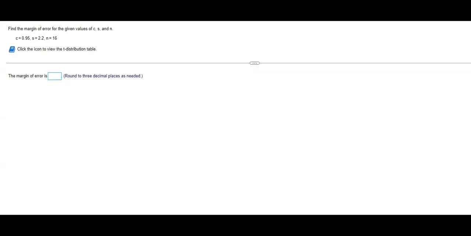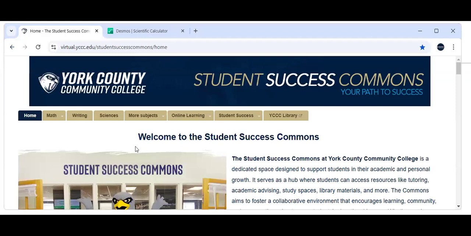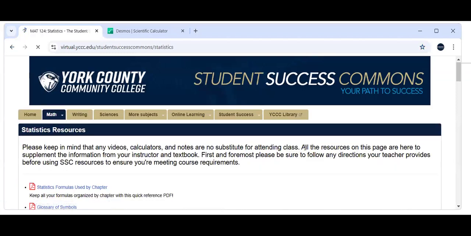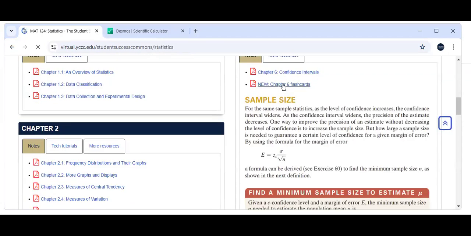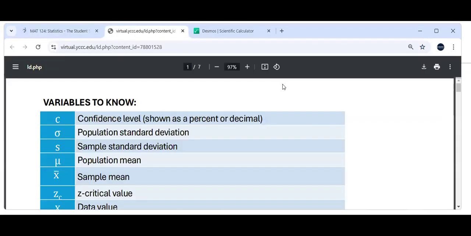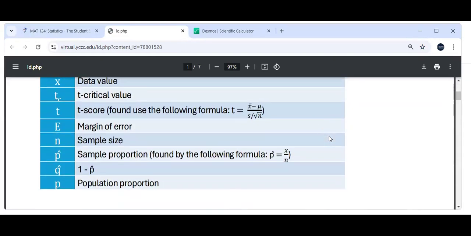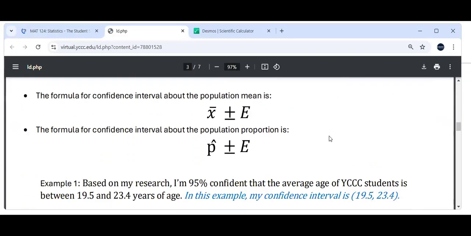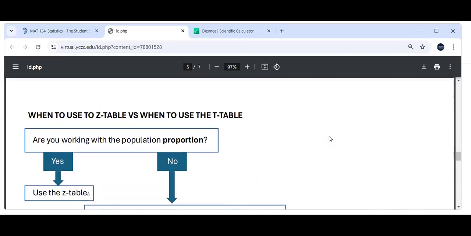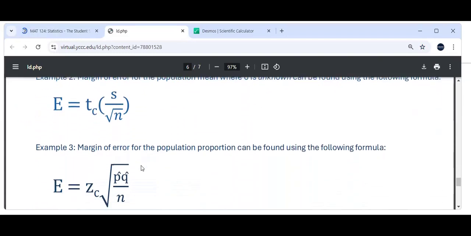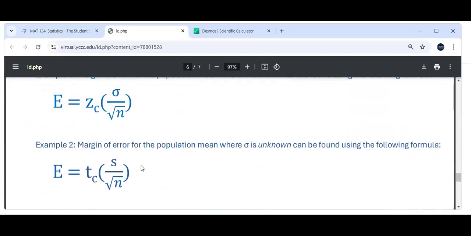So I'm going to go ahead and open up the SSE's website. Let's go to Math, Statistics. We are in Chapter 6, and we have some new Chapter 6 flashcards up. I really like these to help you make your own flashcards. And let's see, margin of error. Let's find that. There it is, margin of error. And there are 3 different formulas that we use for margin of error. We just need to pick the correct one based on which values were given.